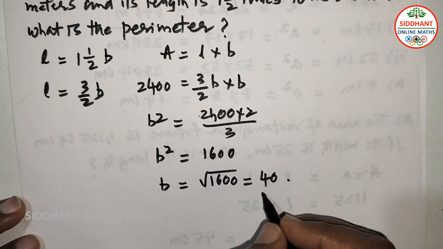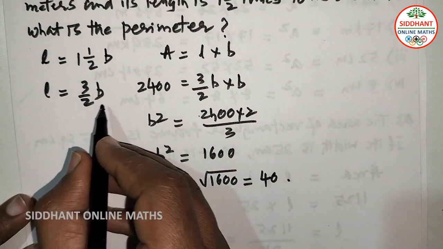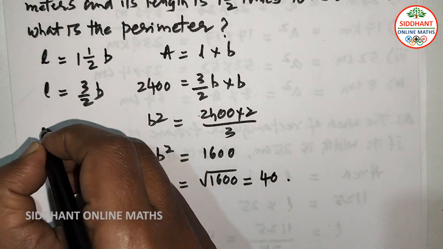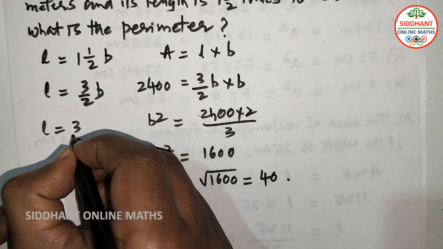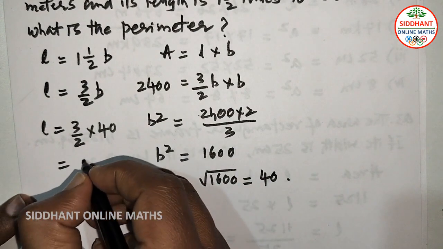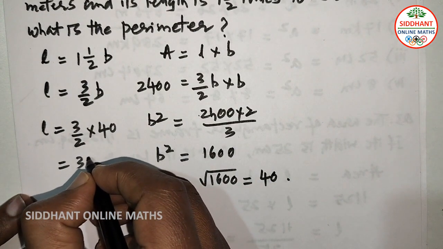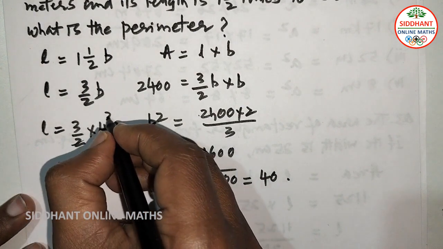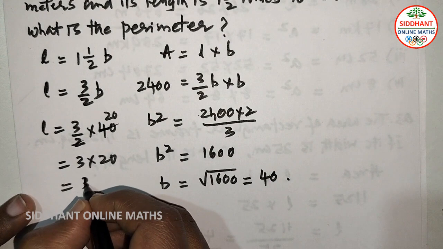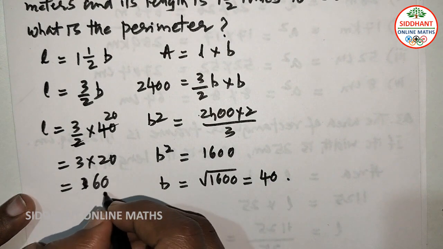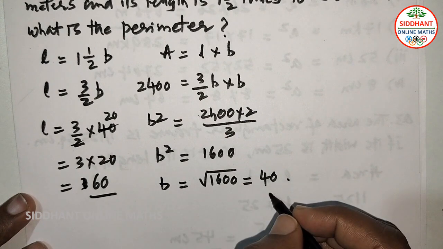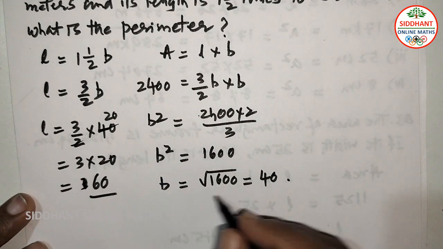40 is the breadth. So we know that L is equal to 3 by 2 B, so we are going to substitute this value here. So L is equal to 3 by 2 into 40, and we get here 3 into 20, so that will be here 60. So length is 60, breadth is 40.